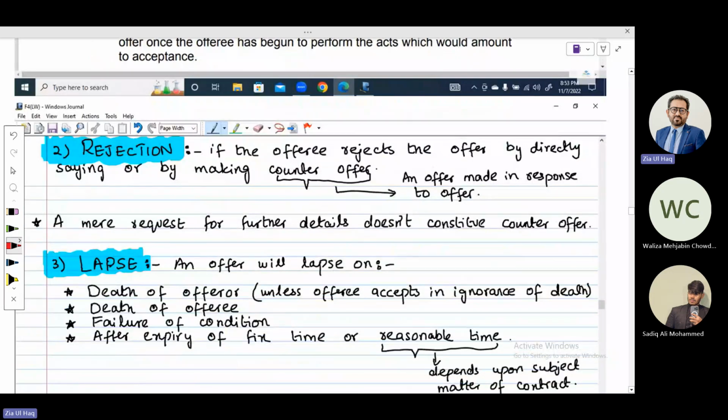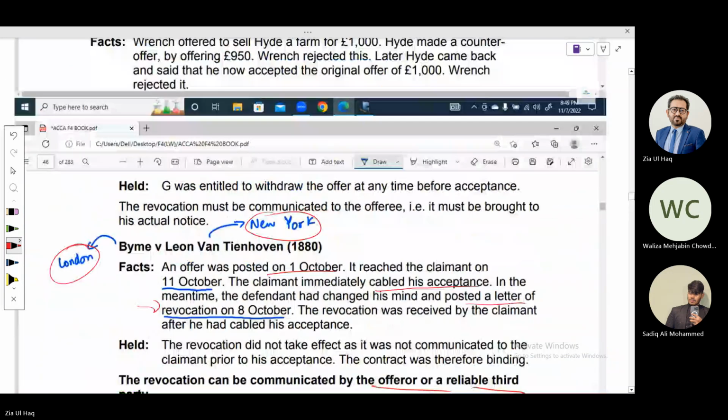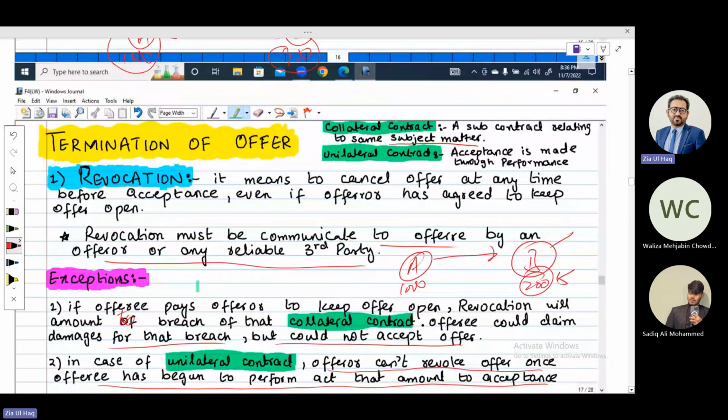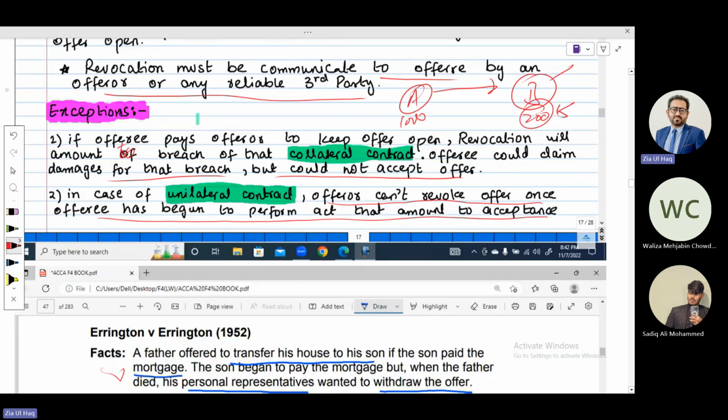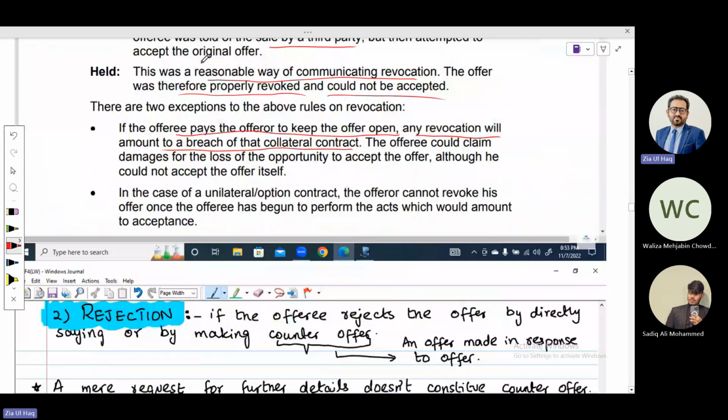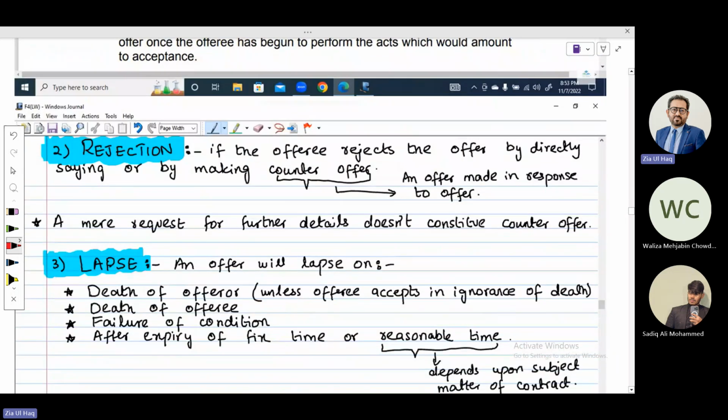Okay, let's move forward. So an offer can be terminated either through revocation by the offerer, or through rejection. Rejection could be either from the offeree or by the offerer in case of counter offer. So if the offeree rejects the offer by directly saying so or by making a counter offer, the offer is rejected.